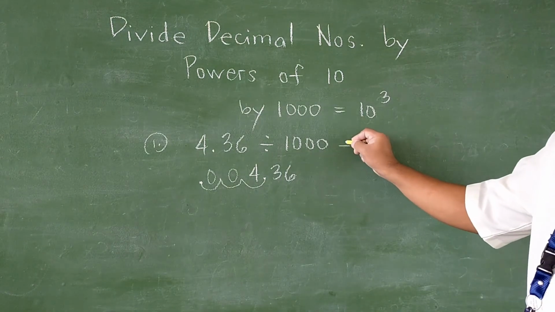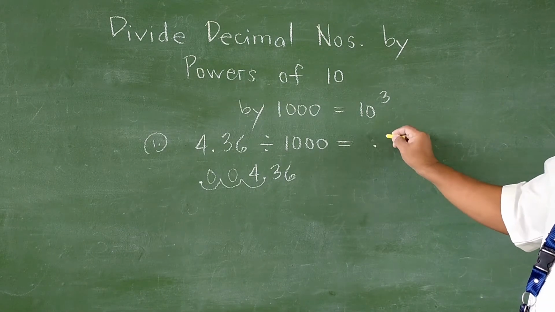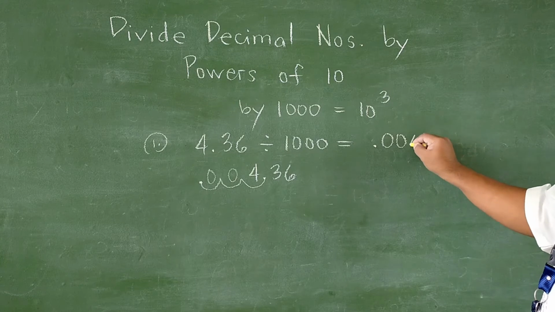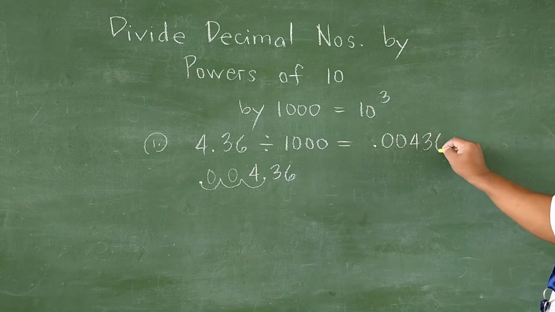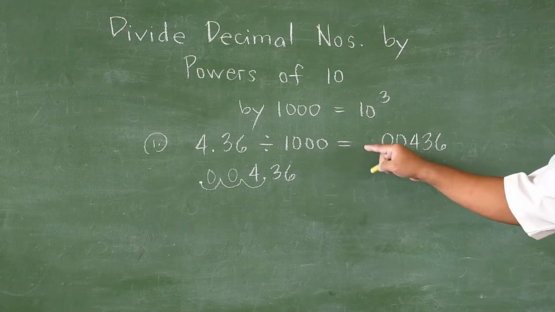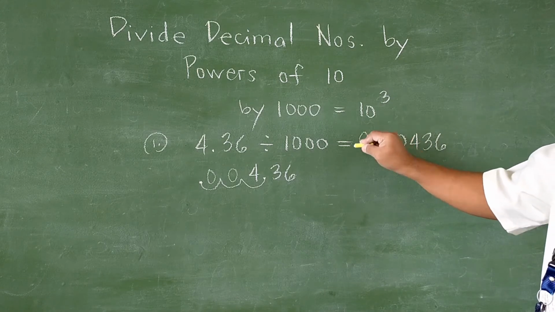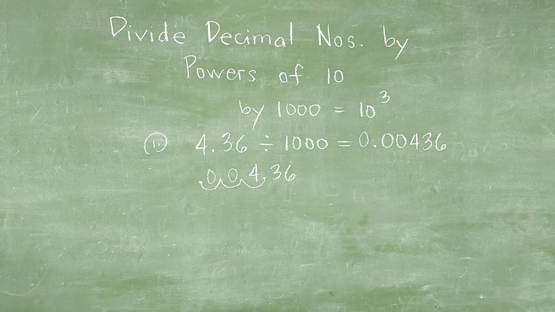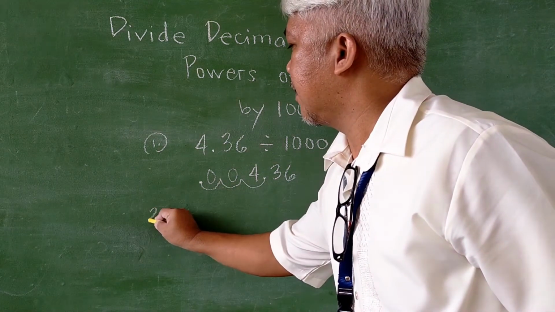So, the quotient now is equivalent to 0.00436. But again, before this point, dahil wala namang number, lagyan natin ng 0. Ayos? Okay. Now, another sample.